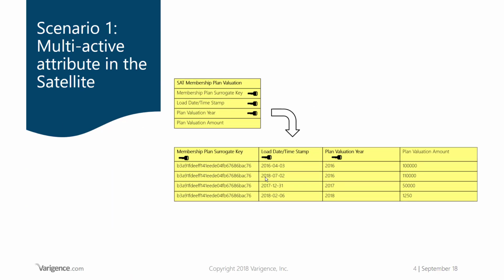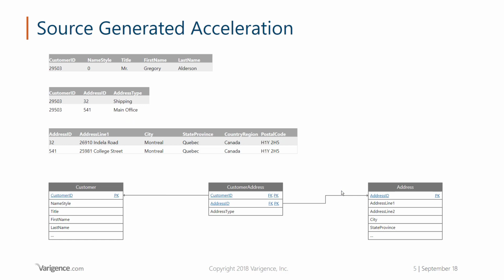So let's look at scenario 1. This is out of Roland's blog. This is his image, but I want to simulate what he's doing in BimlFlex. The first one is where we're creating a satellite in which the plan valuation and the member surrogate key are part of the satellite, where you have a surrogate key, the timestamp, and then you add the plan valuation year to it. So I'm trying to simulate that in AdventureWorks so that we can easily play with BimlFlex.